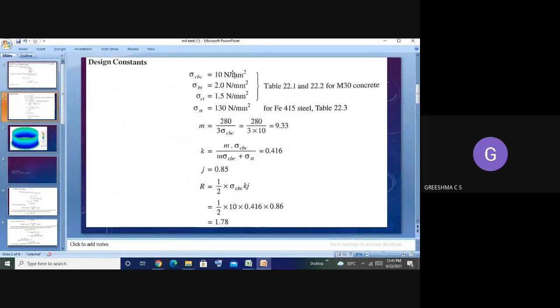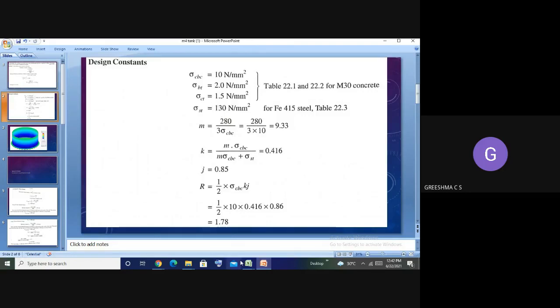So for concrete you will be having 3 permissible values. First one is permissible stress in compression due to bending, and second one is permissible stress in concrete due to bending, and permissible stress in concrete due to tension. That is these two values.